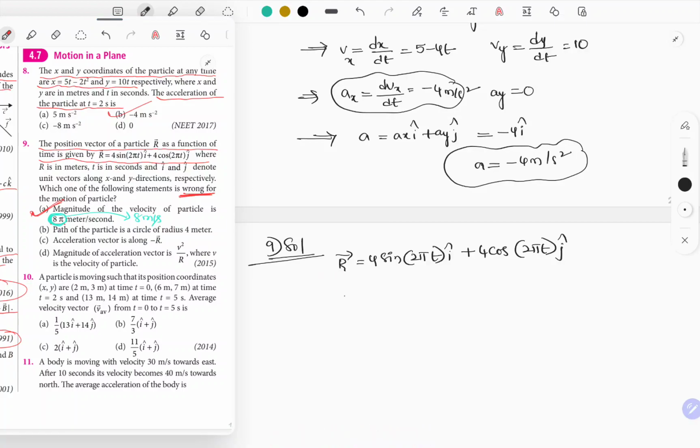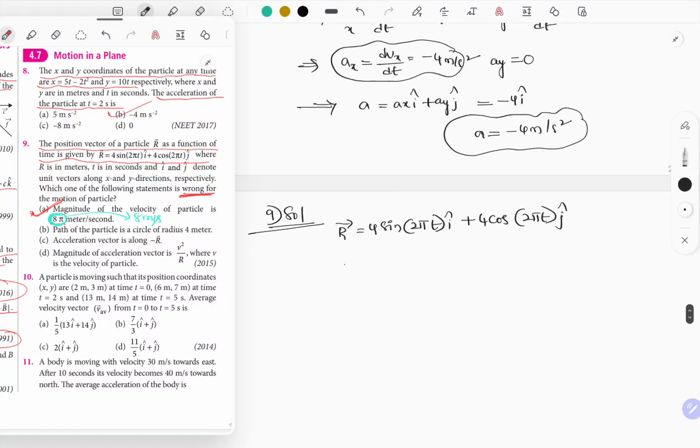So when they have given position, I can find out velocity of the object. How to find out velocity of the object? It is going to be dr bar by dt. Differentiate this with respect to time. So we know the differentiation of sin and cos. d sin x by dx is equal to cos x. What about d cos x by dx, which is equal to minus sin x?